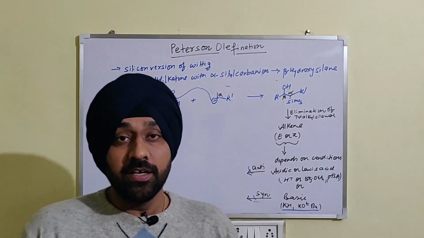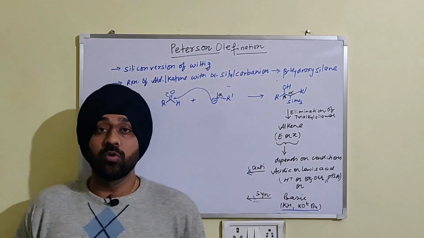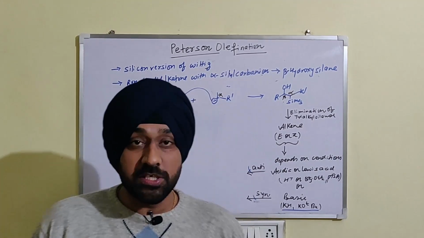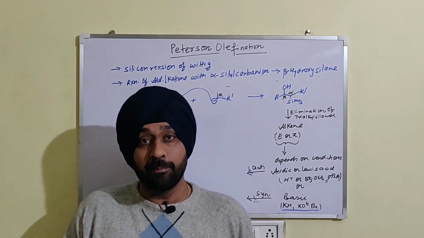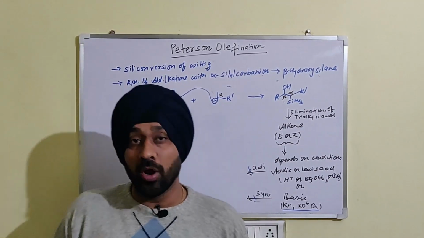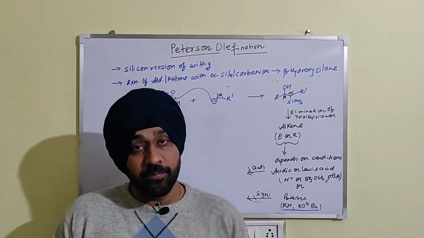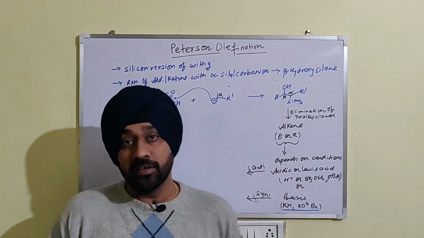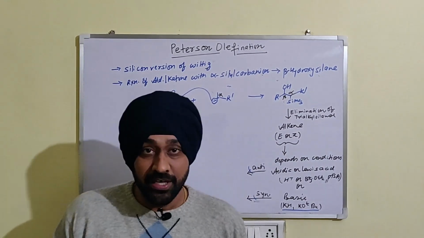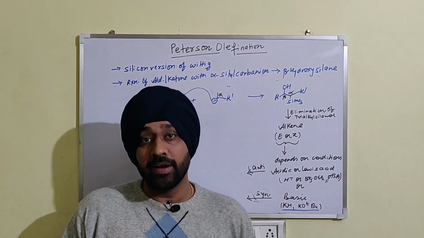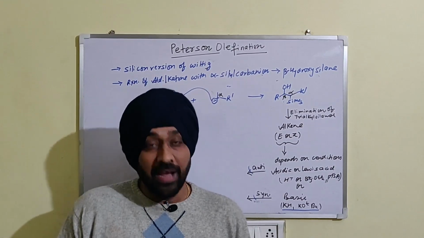So welcome everyone. In the last video, I discussed the Wittig Olefination, which is probably one of the most prominent and best methods usually employed for the synthesis of the alkene moiety. So in this video, I'm going to talk about yet another method, which is called Peterson Olefination, which is usually employed for the synthesis of alkenes.